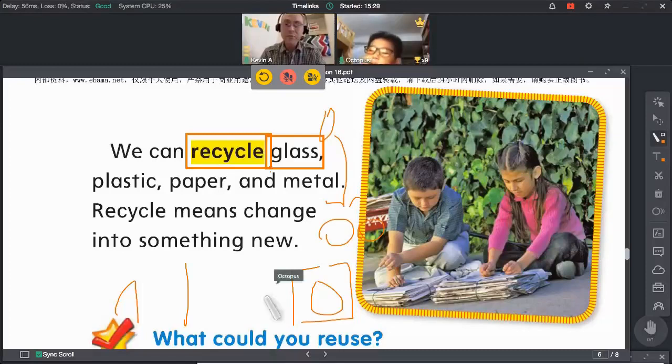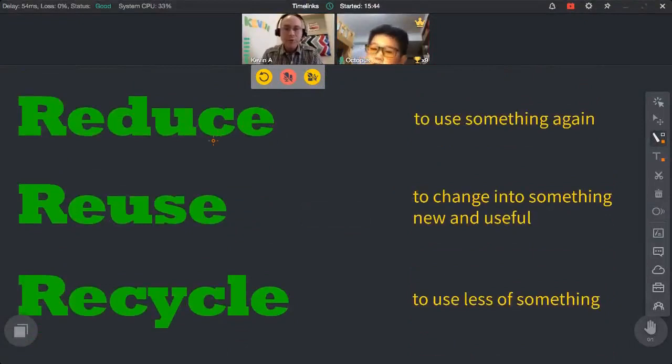Exactly. Okay, now I have a little test for you. A fun test, though. Are you ready? I'm going to just minimize this. And here we have the three words, reduce, reuse, recycle. Could you draw a line between what each word means? Okay, here's the definitions on the other side. So which one is reduce?